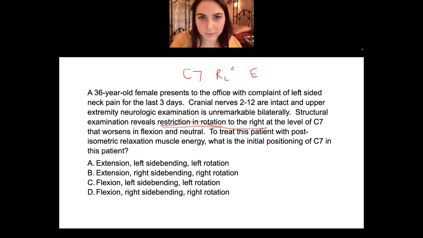Well, we can assume side bend left. Good. So C7, extended, side bent left, rotated left. I wrote it in a really strange order, but this is the diagnosis.